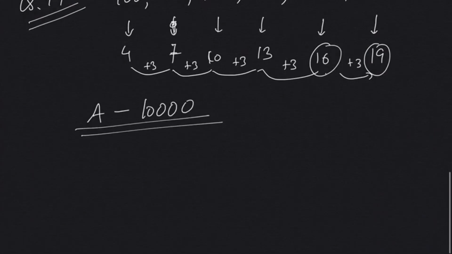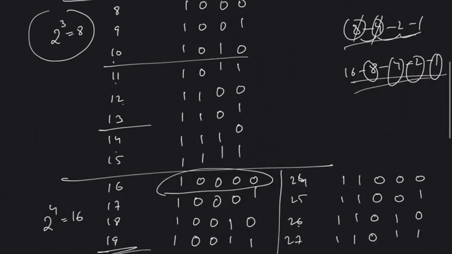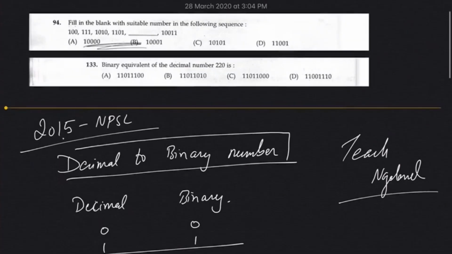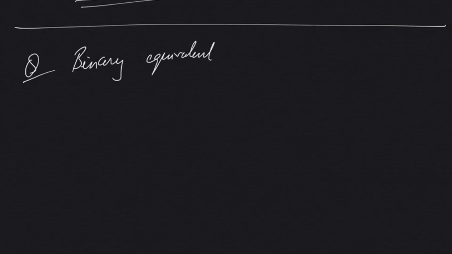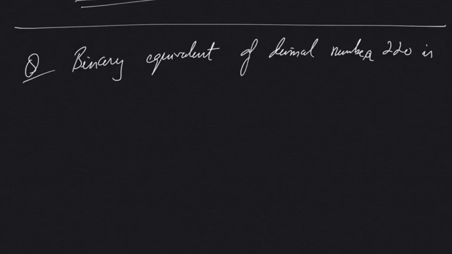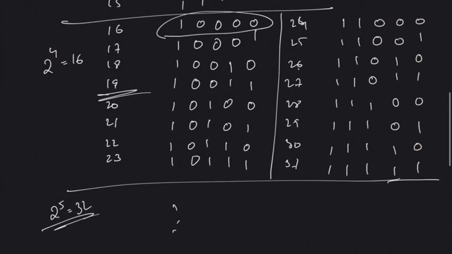So that's how simple it is, if we know the binary number system. Next number, binary equivalent of the decimal number 220. Binary equivalent of decimal number 220. Now if we start with 220, it will take more time as per the table.